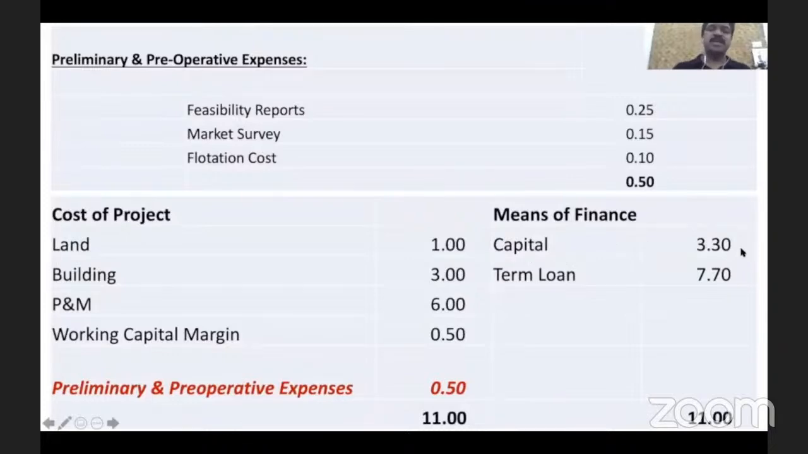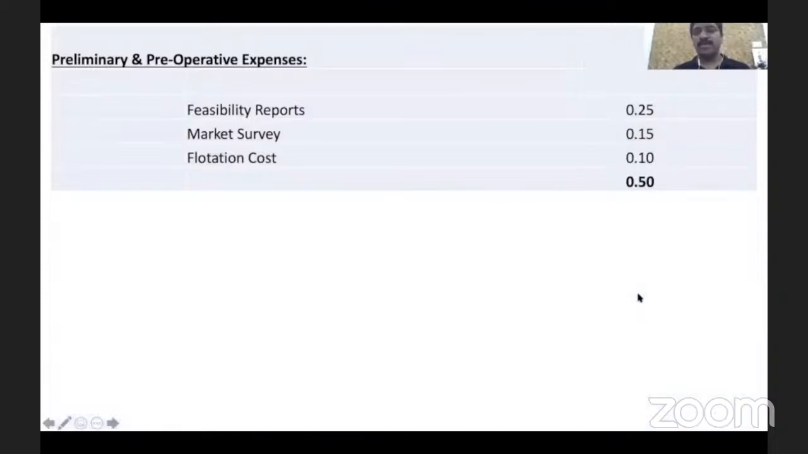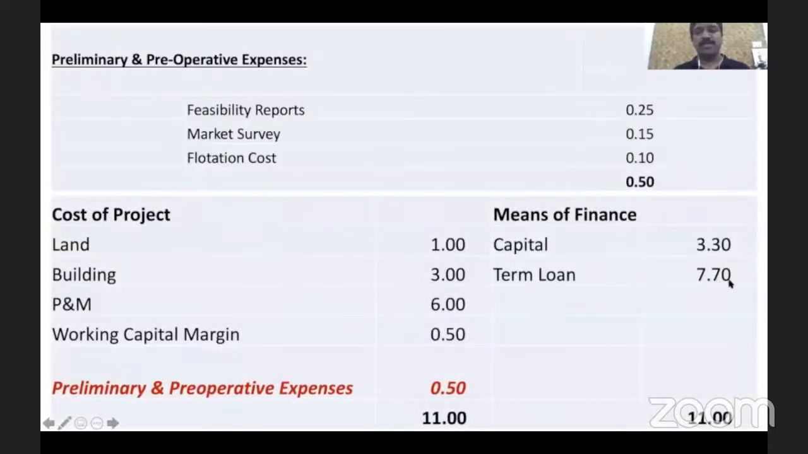It means, yes, it's my responsibility, but I'm not put under the burden of managing this entire 50 lakhs. I have to manage only 15 lakhs. 35 lakh the bank is going to support me. Look, earlier, what was the term loan? Earlier the term loan was 7.35 crore. Now, on top of 7.35, another 0.35, it means the bank is supporting me via term loan. So in this way, these preliminary and pre-operative expenses are also getting included in the cost of project.